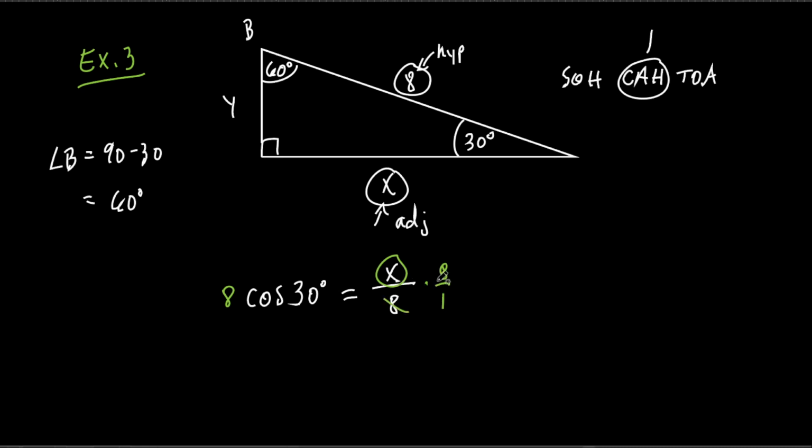Okay, so watch. This cancels out. So what do we get? We get 8 times the cosine of 30. So you're not going to write your answer like that. What are you going to do with this?